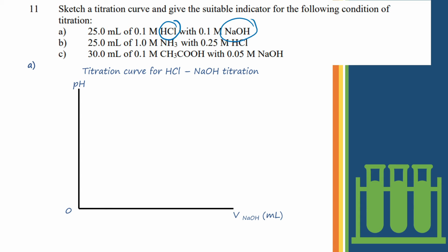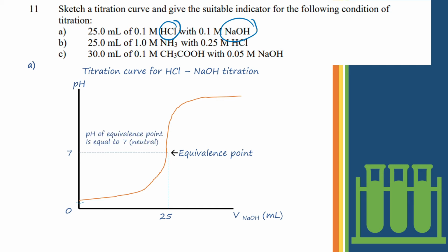So the curve should be rising, from a low pH to a high pH, because we start from a lower pH since initially in the conical flask there is HCl. Since it is a strong acid with a strong base, the equivalence point should be at pH 7. And for 25 ml with 0.1, it should be 25 ml here, 25 ml with 25 ml. So the pH must equal 7, which is neutral.